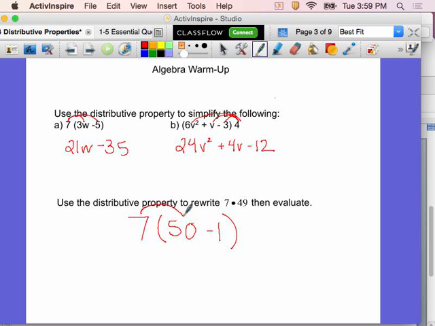So instead I'm doing 7 times 50, which I know is 350, and 7 times 1, which is 7. And this subtraction problem is easier than doing that multiplying for my brain. It's more efficient. You might be able to do 7 times 49 in your head, but this is more efficient. So 350 minus 7, so that's 343.